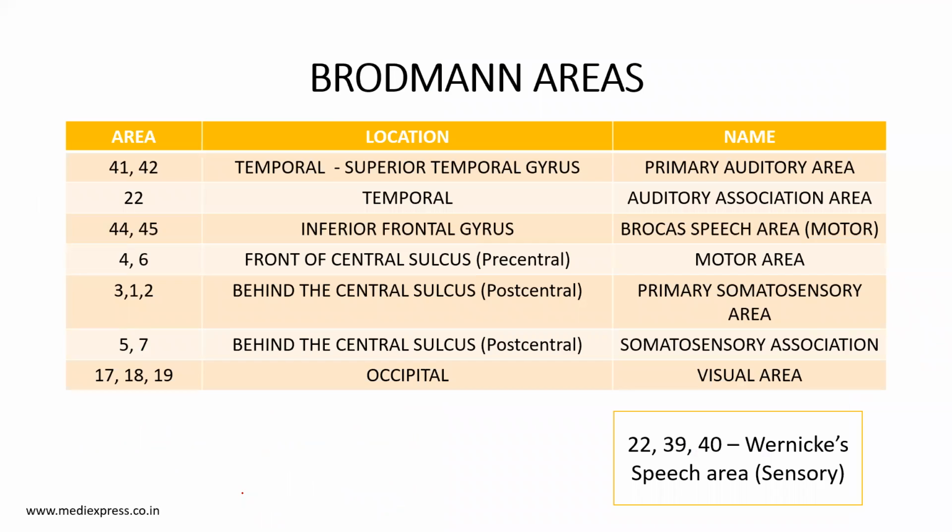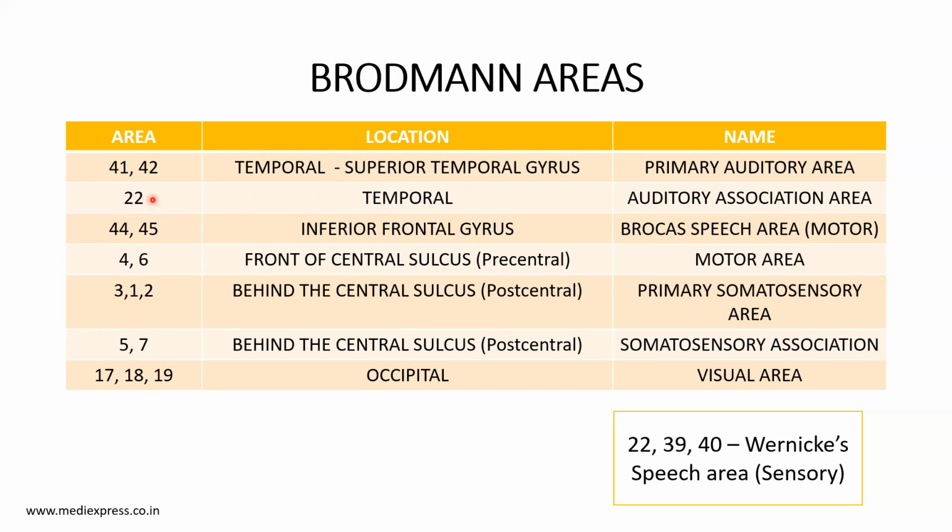Next one, a very important one we're going to deal with is the Brodmann's area. Okay, Brodmann's area. Now you have to keep in mind which area, where is the location, and what is the name. So I hope you can take a screenshot of it. The first one we are going to deal with is 41 and 42. Remember, the location is in the temporal, that is the superior temporal gyrus. And the name is the primary auditory area.